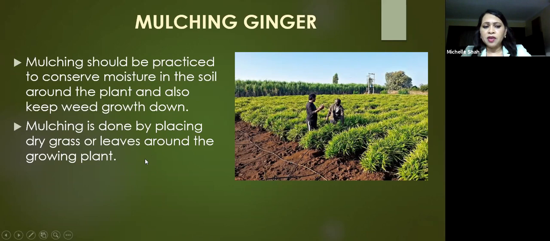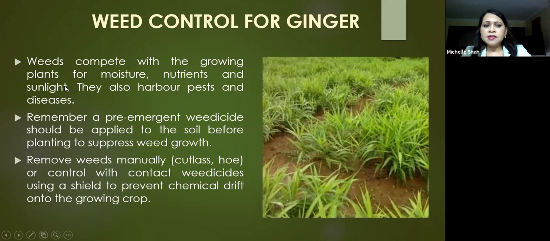plant. Weed control now. Weeds compete with the growing plants for moisture, nutrients, and sunlight, and they also harbor pests and disease. Remember, pre-emergent weedicide should be applied to the soil before planting to suppress weed growth. Remove weeds manually using cutlass or hoe, or control with contact weedicides using a shield to prevent chemical drift onto the growing crop. So again, this is a field with the ginger.